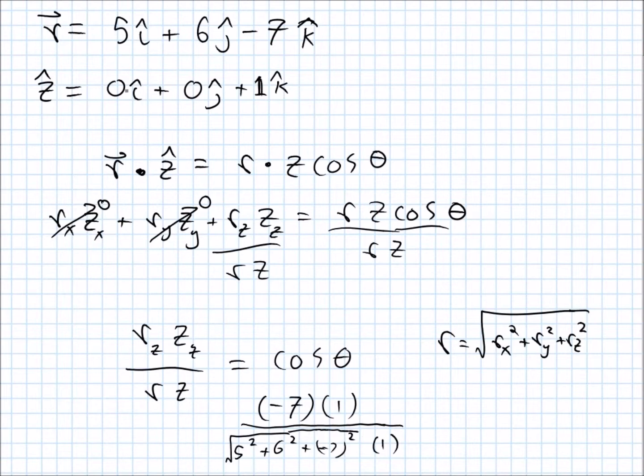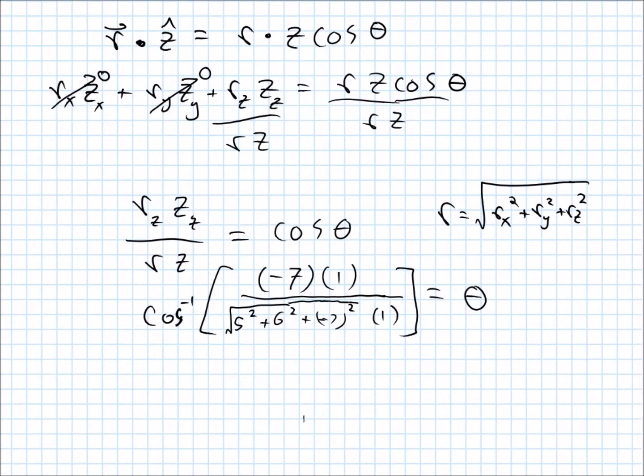If you do square root of 0 squared plus 0 squared plus 1 squared, you'll get a 1. And that is equal to the cosine of theta, or the cosine inverse of all this is equal to theta. Solving for all that, we get a theta of about 131.9 degrees.